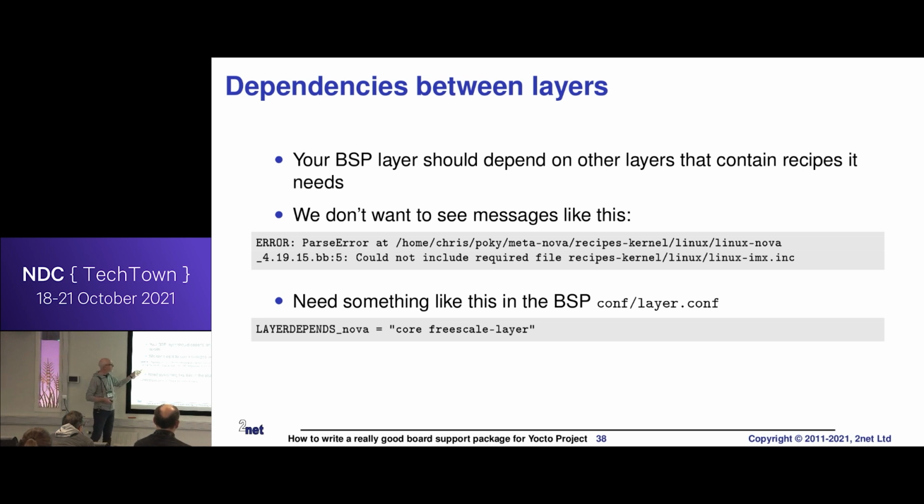And it's very easy to avoid. You just need to put into the layer.conf file your dependencies. So we depend on core and freescale layer, and it turns out freescale layer is the one that contains linux-imx.inc. So be nice, get your dependencies right.